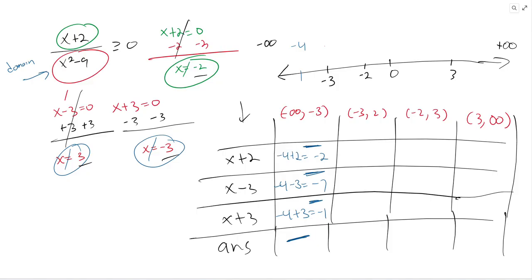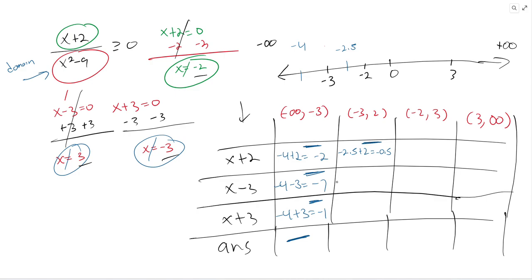Okay, let's go on to the next one. So now we're over here, and our interval is between -3 and 2. The value we can use between -3 and 2, we can say that's going to be -2.5, right? So let's plug in -2.5 for the x's. We have -2.5 plus 2, which is going to give us -0.5. So our answer is overall going to be negative.